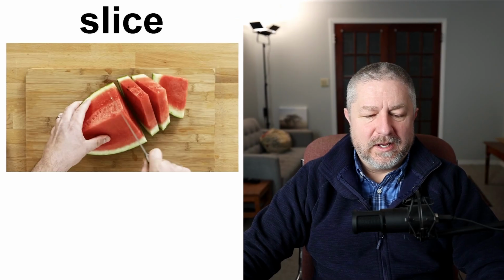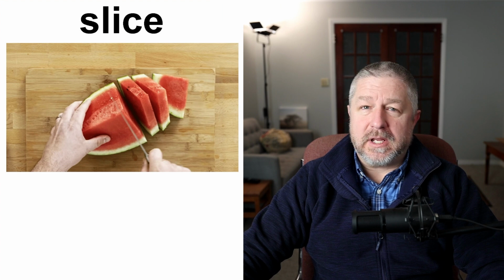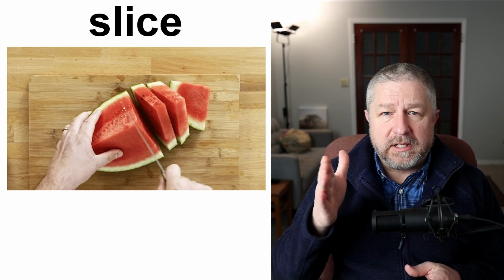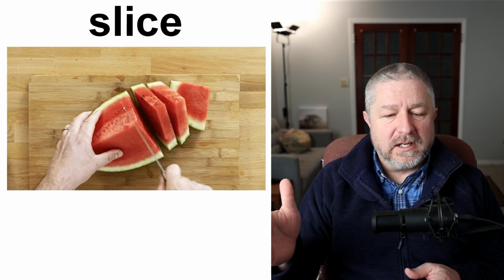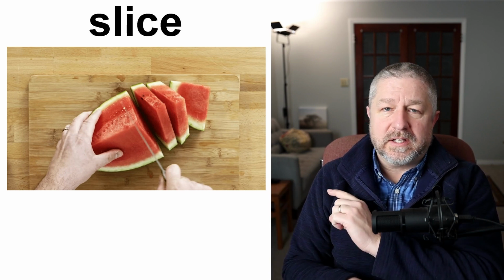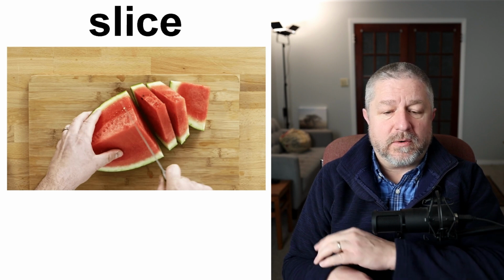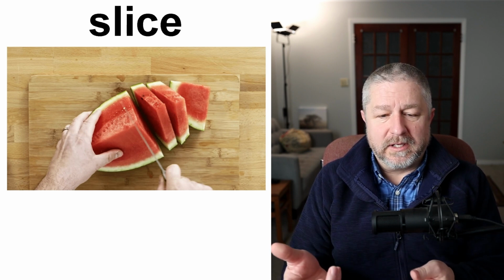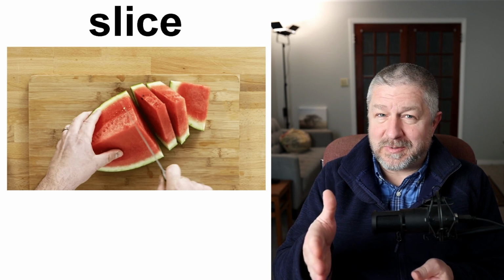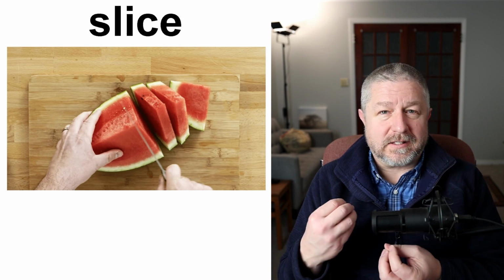Slice. So when you slice something, you need a knife, and you use the knife to make relatively equal size pieces. So this person is slicing a watermelon. They decided they needed a knife because they were going to slice a watermelon. They would use it to make those things, which are called slices, by the way. So you can eat a slice of watermelon.